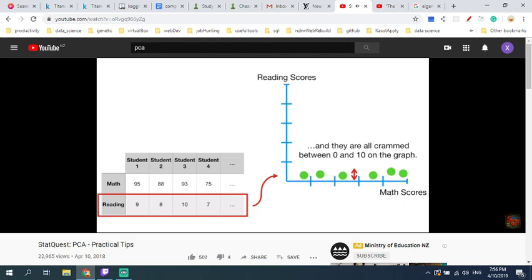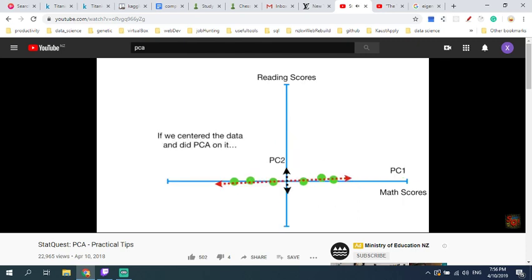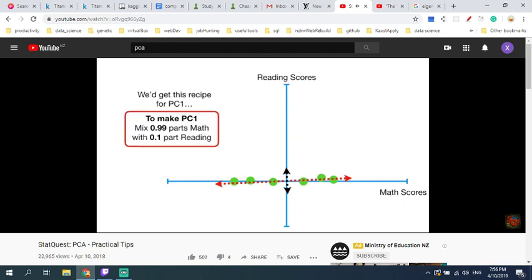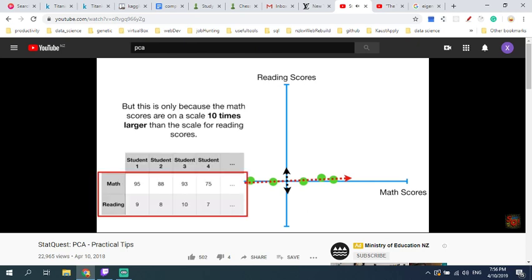If we centered the data and did PCA on it, we'd get this recipe for PC1. To make PC1, mix 0.99 parts math with 0.1 part reading. It suggests that math is 10 times better than reading for capturing variation in aptitude. But this is only because the math scores are on a scale 10 times larger than the scale for reading scores.